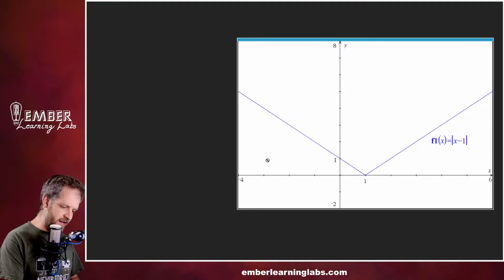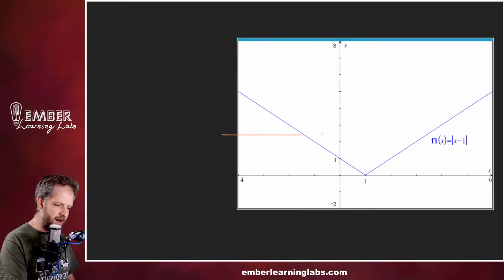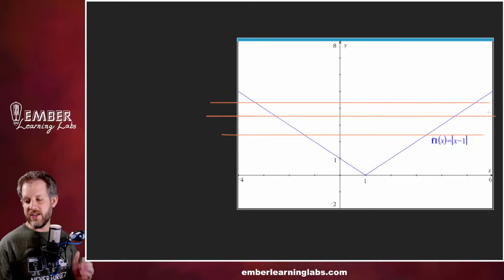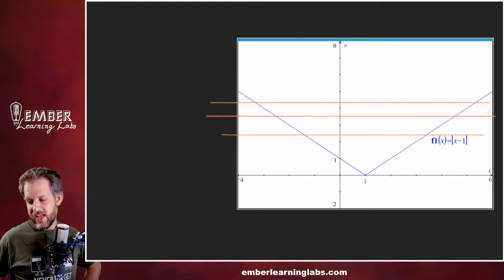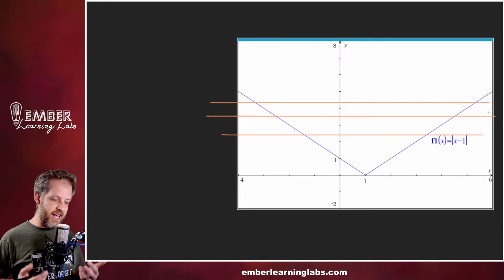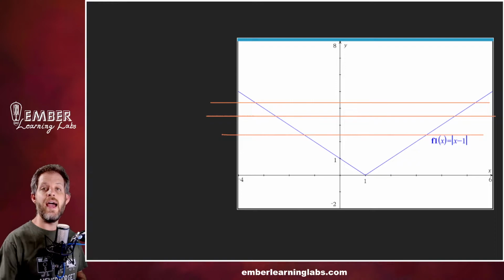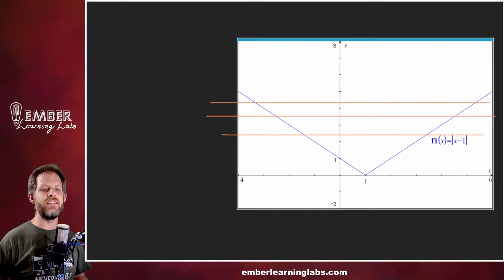You're doing a horizontal line test just like a vertical line test, where if we draw horizontal lines across here, if it touches the graph in more than one place, then it doesn't have an inverse. And by does it exist, what we really mean is, does it exist as a function?